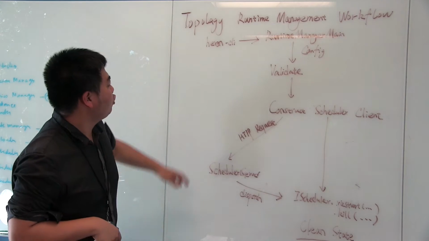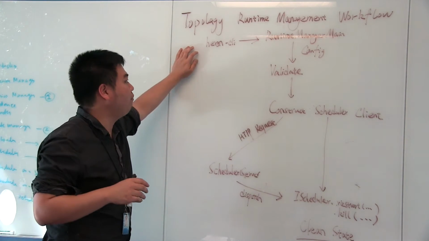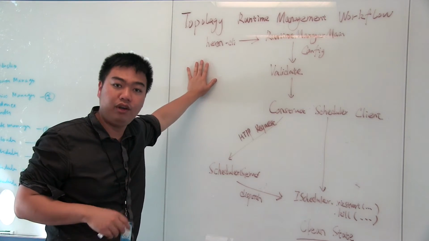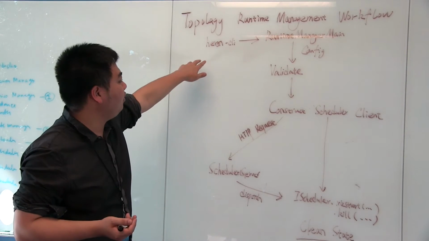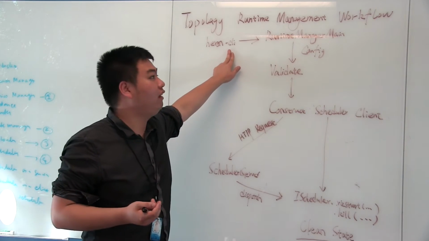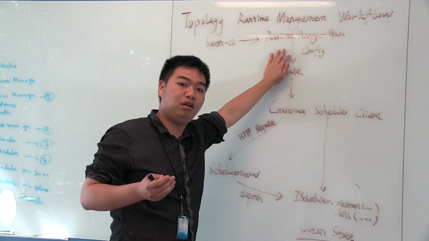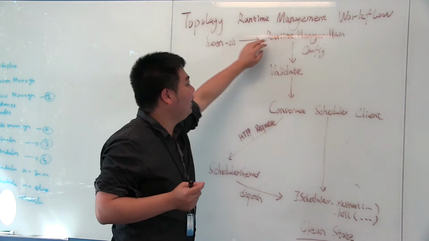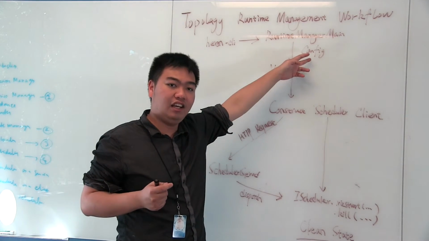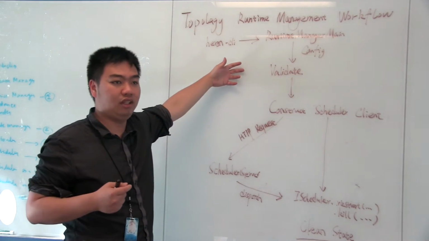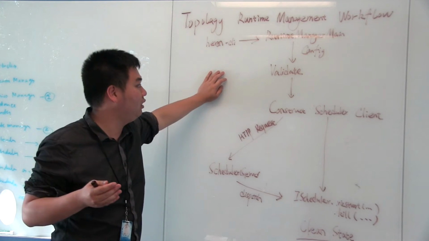So we invoke some runtime management on a topology by the Heron CLI. For example, restore, kill, activate, or deactivate. Then the Heron CLI will start a JVM process called the runtime management, which is in the Heron scheduler core codebase. Then this JVM process will parse and read from config, and construct a config object to contain all the necessary information to do the runtime management.